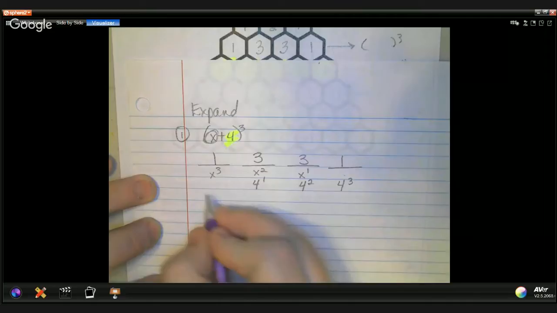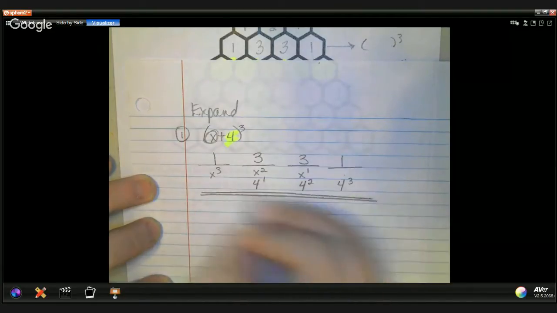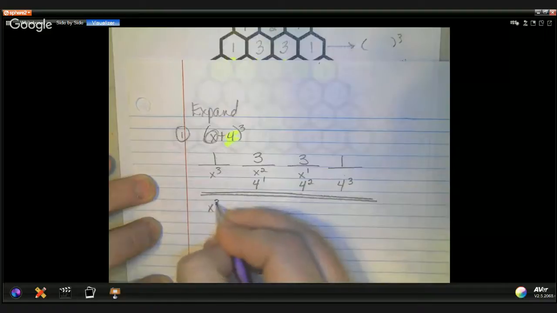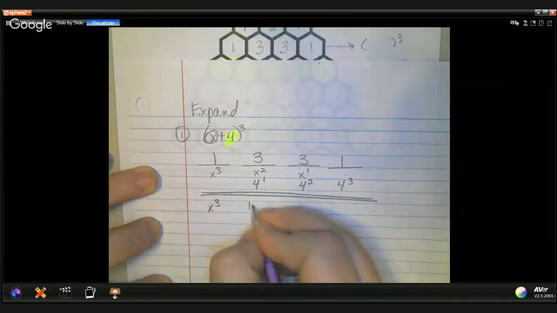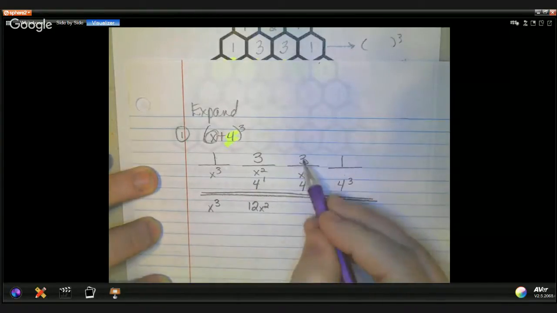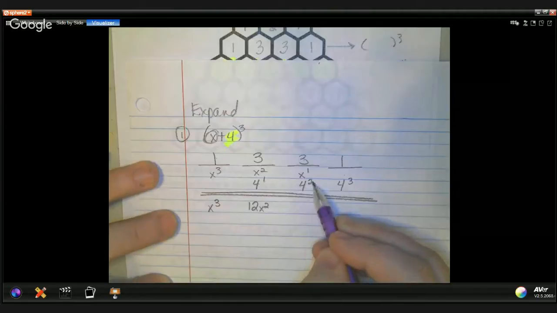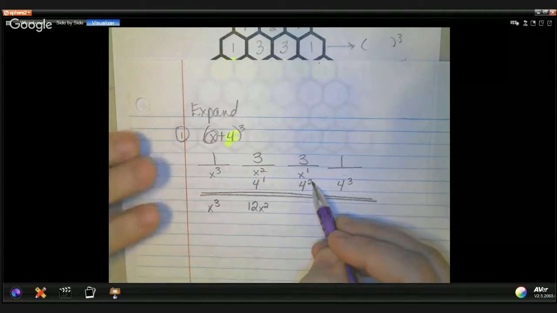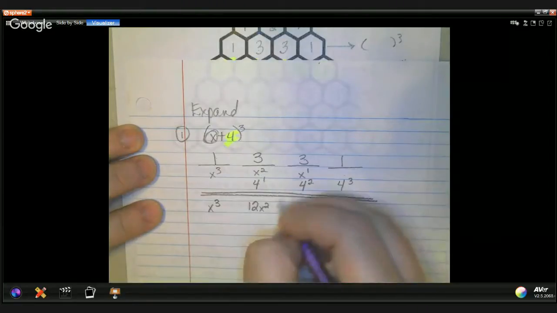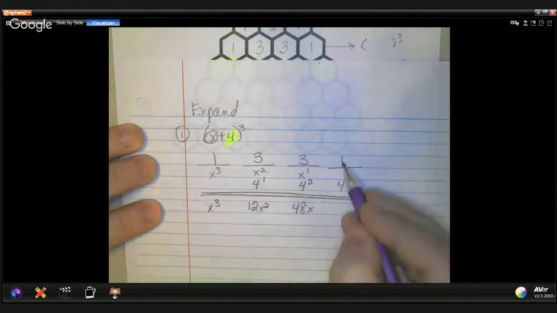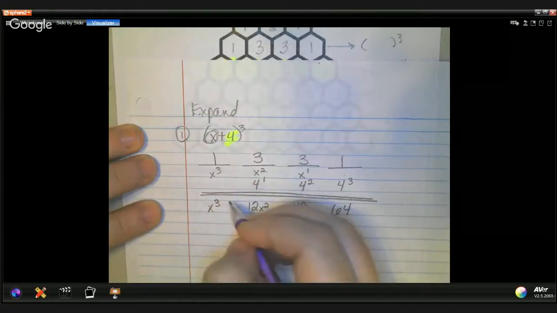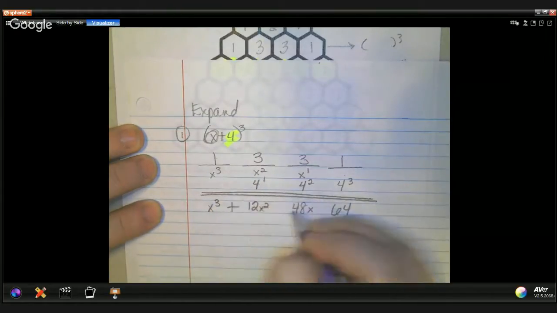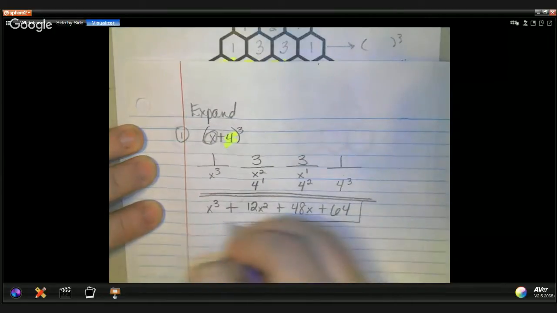Okay, well now I can multiply going down. 1 times x to the third is just x to the third. 3 times x squared times 4, well that's 12x squared. 3 times x times 4 squared, well 4 squared is 16, and 16 times 3 is 48, with 1x, and then 1 times 4 to the third, 4 to the third is 64. Now, because I added, all of these are pluses. And there's my expanded form.